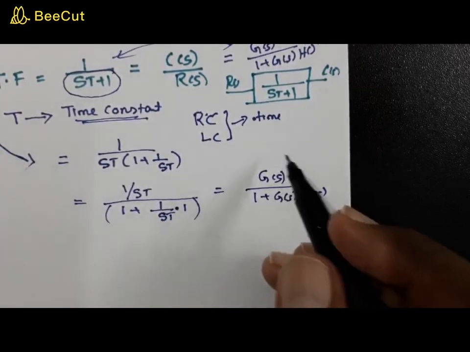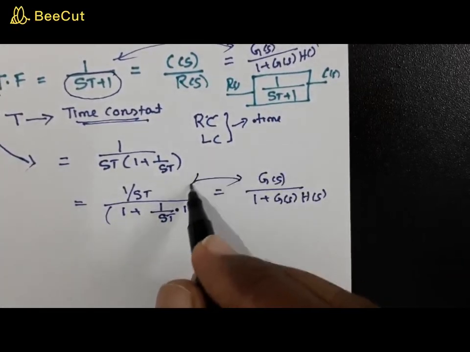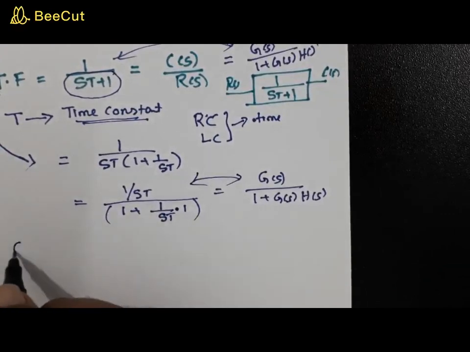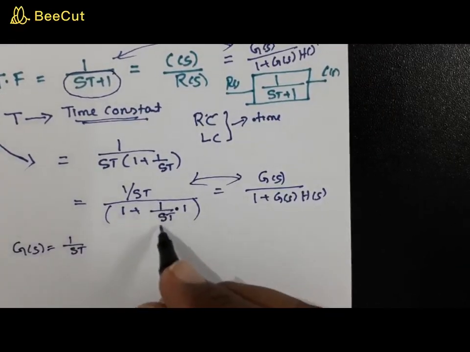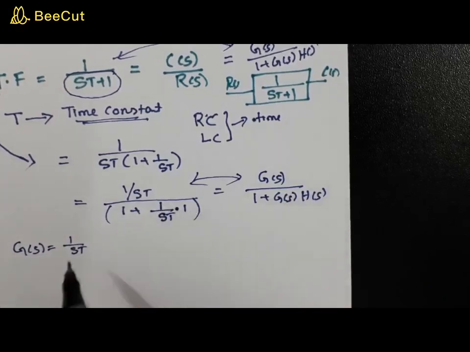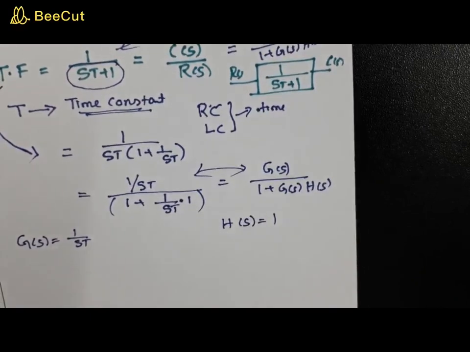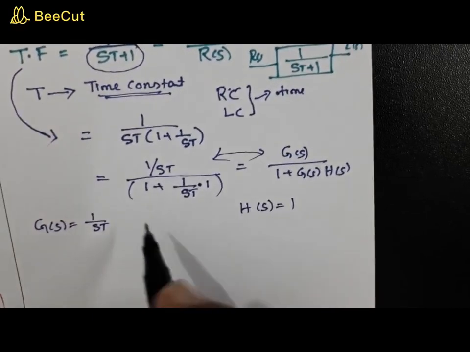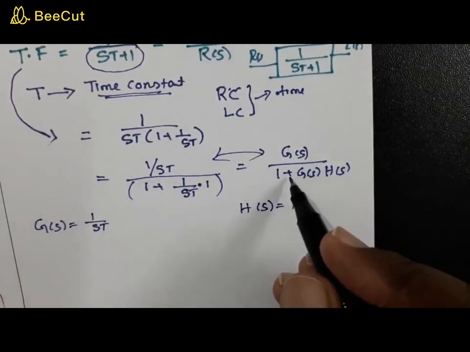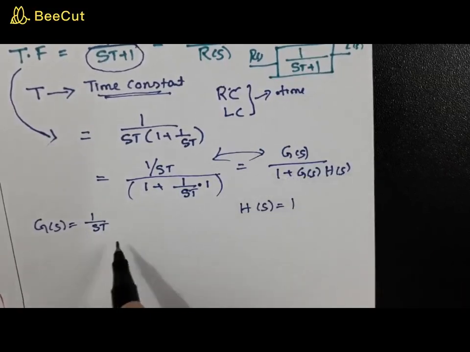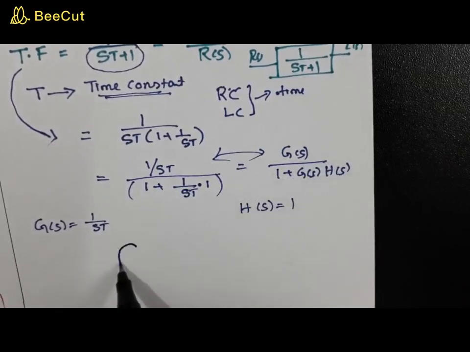So this is actually a transfer function of a negative feedback closed loop system. That we know. So in comparison, now just compare. What you will get is your G(s) is going to be 1 by sT, and here also you have a G(s) into 1. That means you have an H(s) equal to 1. Now if you know G(s) and H(s), and not only that, this plus shows that this is a negative feedback system, you can simply draw the block diagram, right?